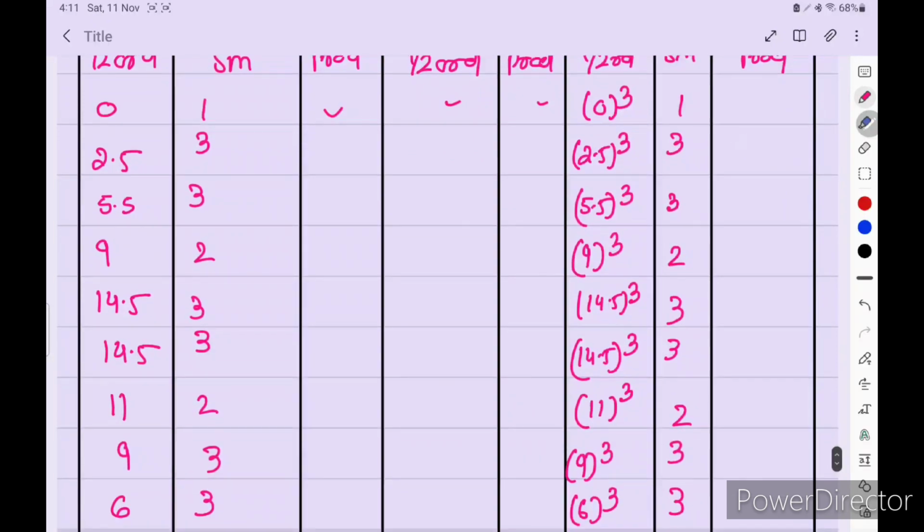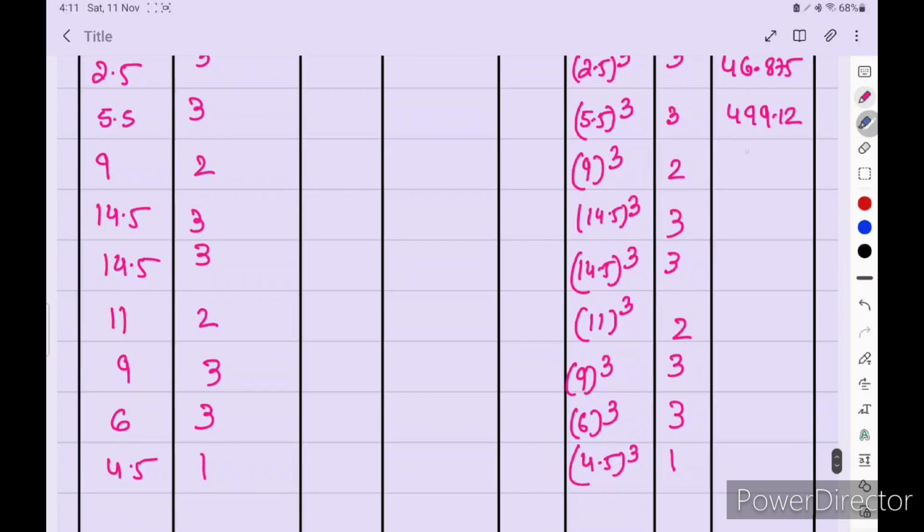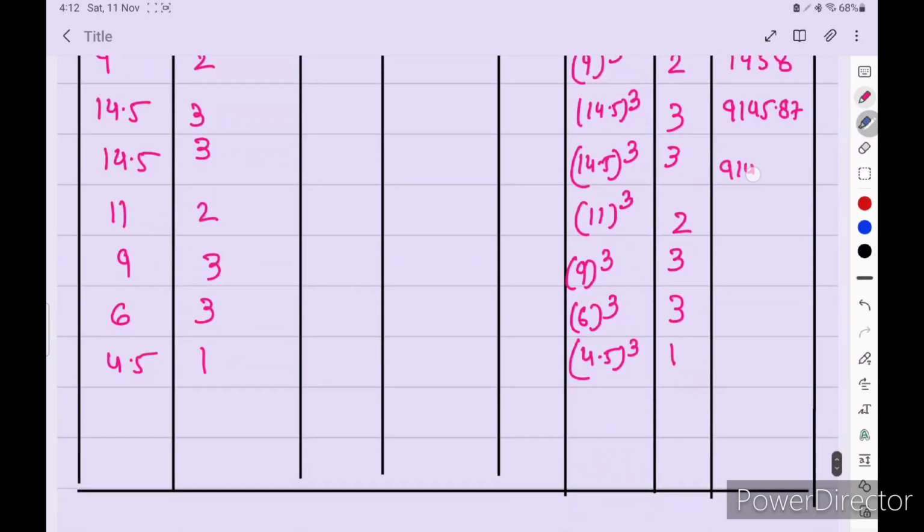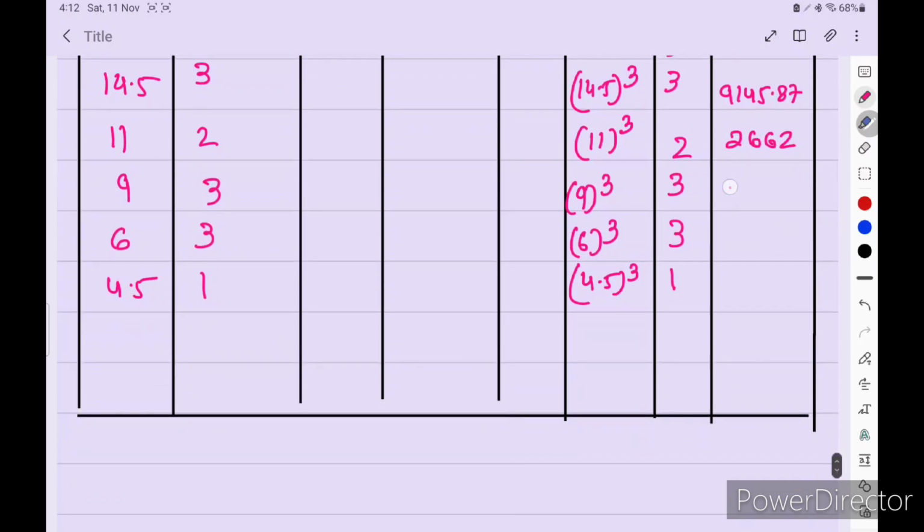Now multiply, so we get 0, 46.875, 499.12, 1458, 9145.87, 9145.87, 2662, 2187, 648, 91.125. So we add this and we get 25883.86.